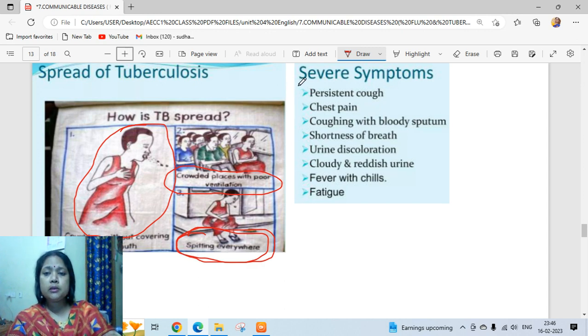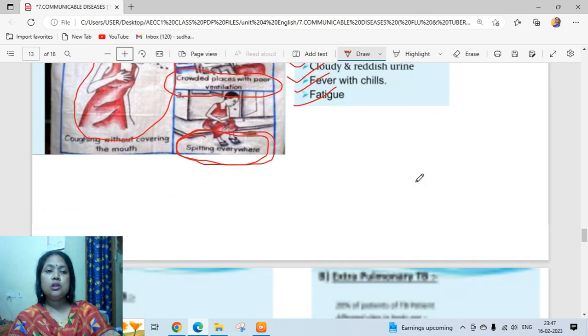The severe symptoms of tuberculosis are persistent cough, chest pain, coughing with bloody sputum, shortness of breath, urine discoloration, cloudy and reddish urine, fever with chills, then fatigue. These are the common and severe symptoms that arise due to tuberculosis.